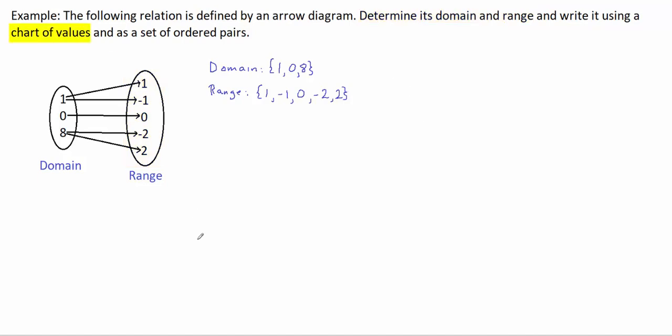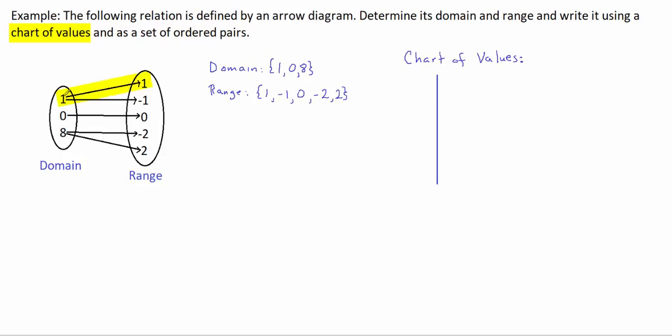Now let's write this relation as a chart of values. If you like, go ahead and pause the video to see if you can write this as a chart of values. To write this relation as a chart of values, we write each arrow from the arrow diagram as a row of the chart, with the domain element at the start of the arrow in the first column and the range element at the end of the arrow in the second column.